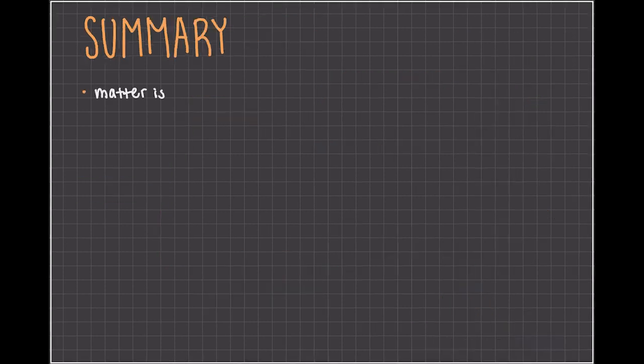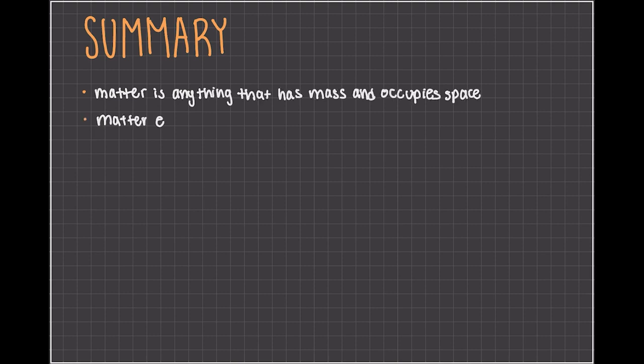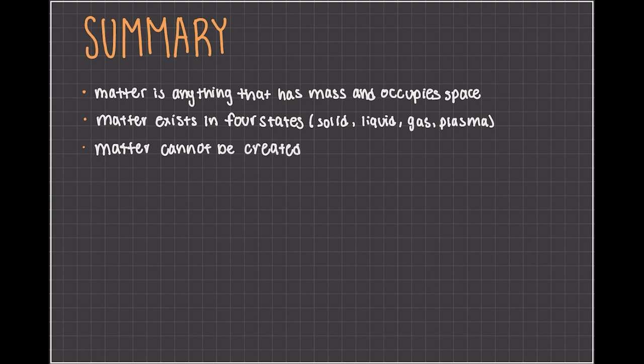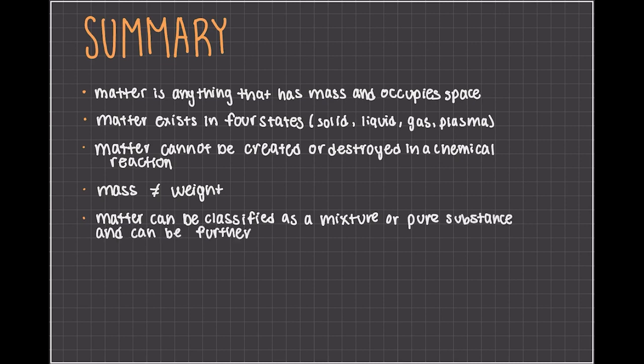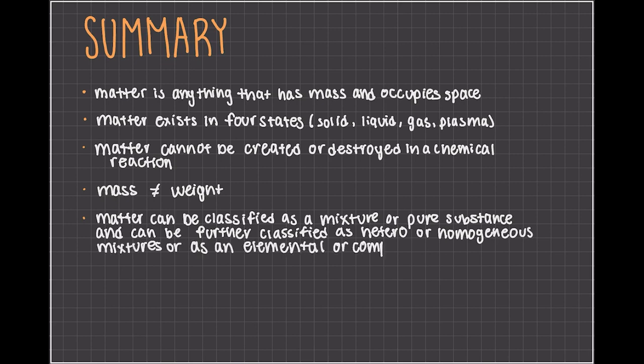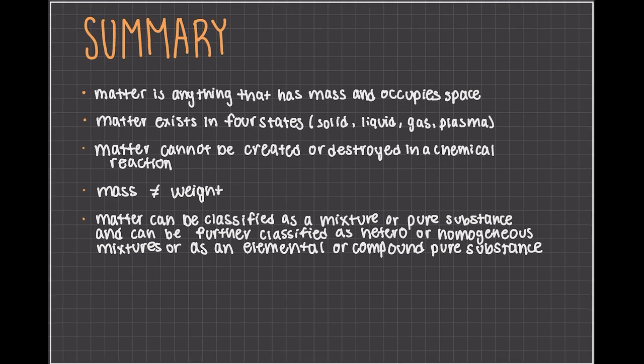Now, let's summarize what we learned. Matter is anything that has mass and occupies space, like the ice cube. Matter also exists in four states: as a solid, a liquid, a gas, or plasma. Matter cannot be created or destroyed in a chemical reaction, just like we saw at the beach. We also know mass does not equal weight. And matter can also be classified as a mixture or a pure substance and can be further classified as heterogeneous or homogeneous mixtures or as an element or compound.